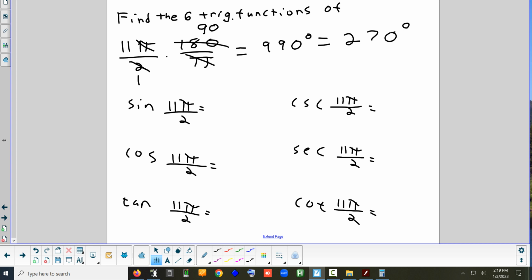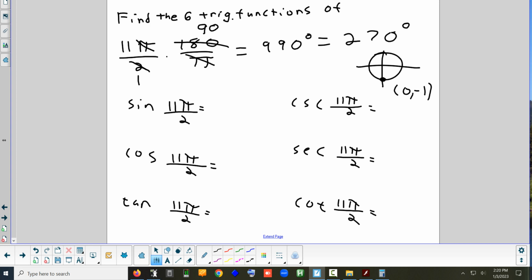Okay, so what we're working with this time is 270. So now, let's not go back to the diagram. Let's see if we can figure it out. Where's 270 on the circle? Yeah, it's on the bottom. And what's the coordinate when you go to the bottom, straight down? 0, -1. That's the coordinate for 270.